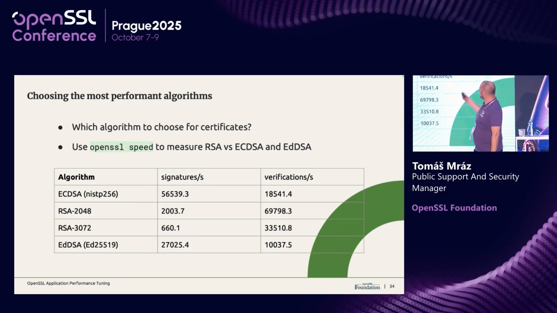So let's say I have a question. Which algorithm should I choose for my certificate? If I measure RSA versus ECDSA and EdDSA on my machine, I can see that ECDSA with the NIST P-256 curve is actually really fast for signing. For verifications, RSA is much faster. Even the 3K RSA for 128-bit security is faster.